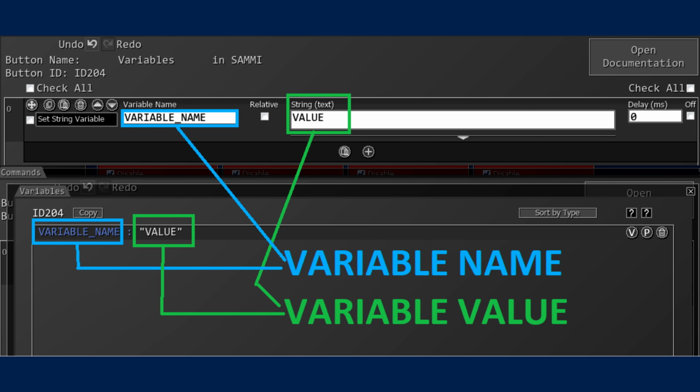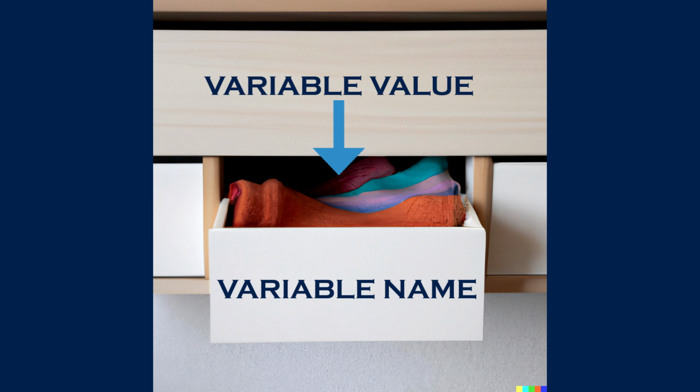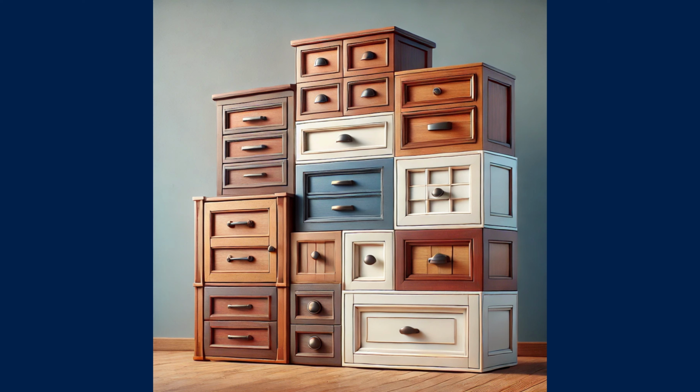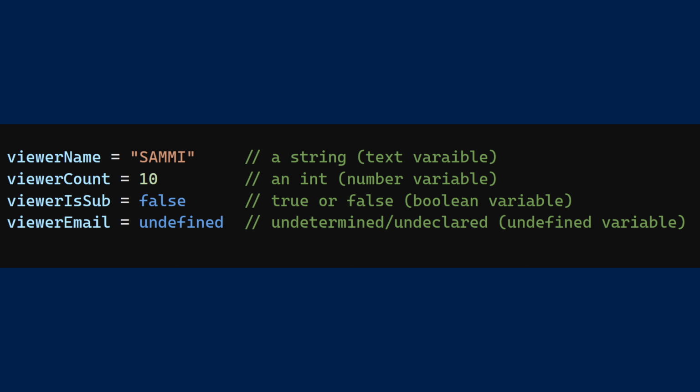A variable name is a unique name you assign to the variable, which is kind of like putting a label on the drawer so we know what exactly it stores. We can also have different types of variables, which is similar to having different shaped and sized drawers for different pieces of information. For example, a variable can store our viewer's name, which would be a string variable or text variable. And another variable could store the amount of viewers we have, which would be a number variable.